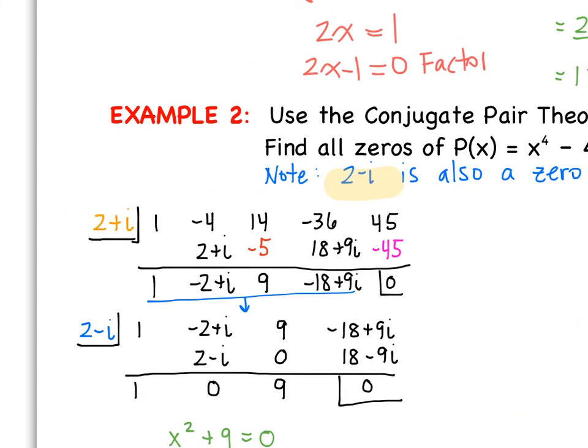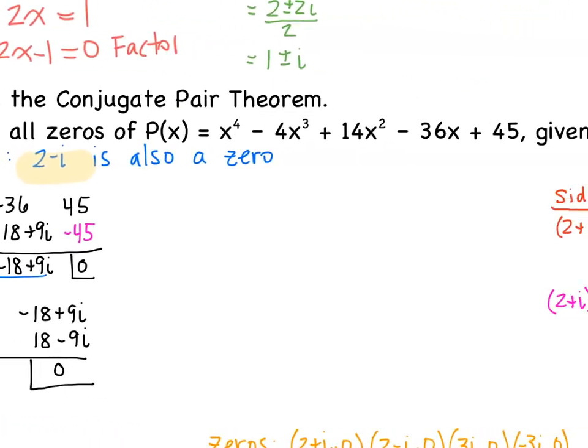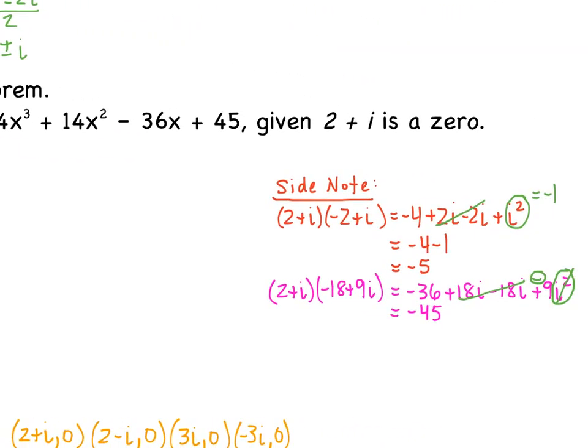We drop our 1 down, and when we multiply 2 plus i times 1, we get 2 plus i. When we add negative 4 plus 2 plus i, we get negative 2 plus i. When we multiply, this is where I need to show you my side note. We've got a binomial times a binomial. So I'm going to scooch over to the side to show this. This is our first side note. We have to multiply these two: 2 plus i times negative 2 plus i.